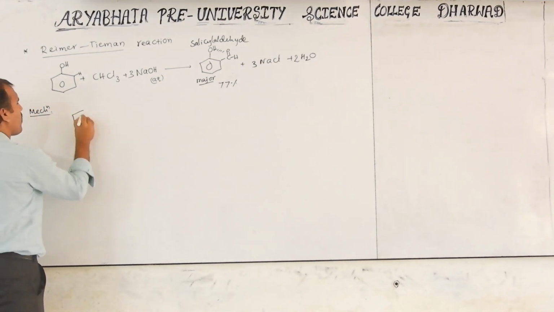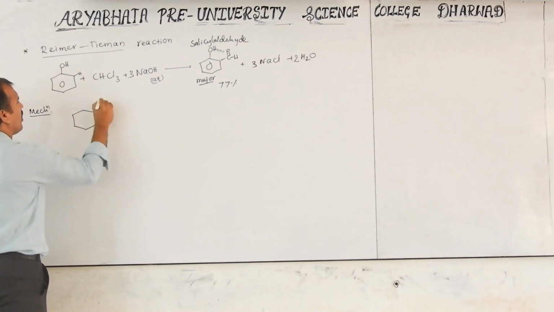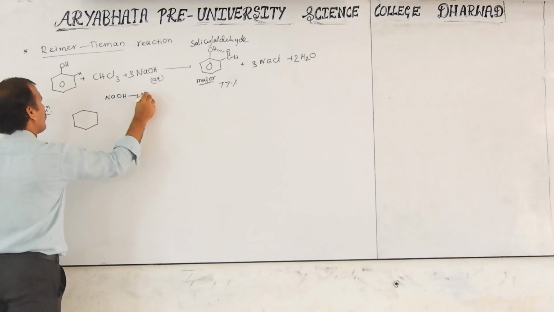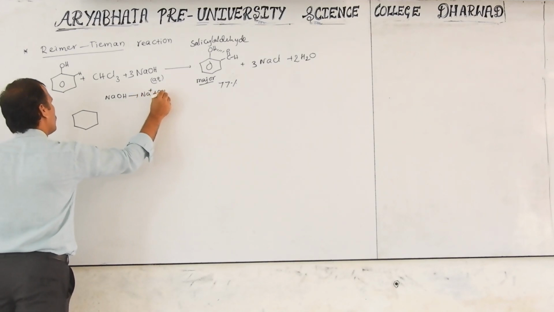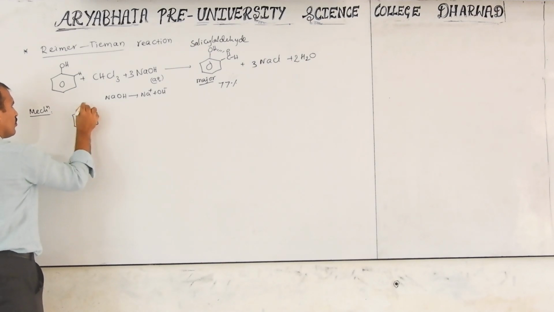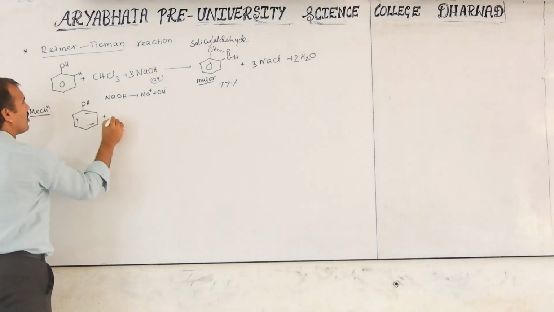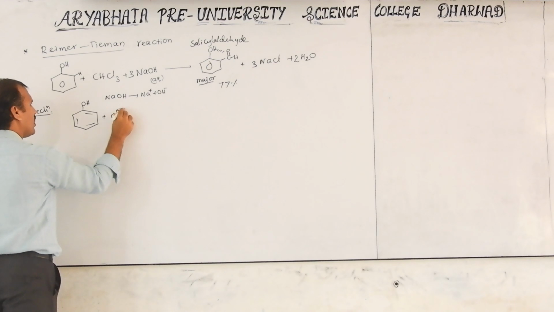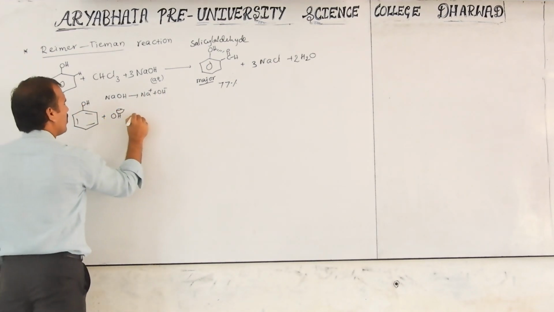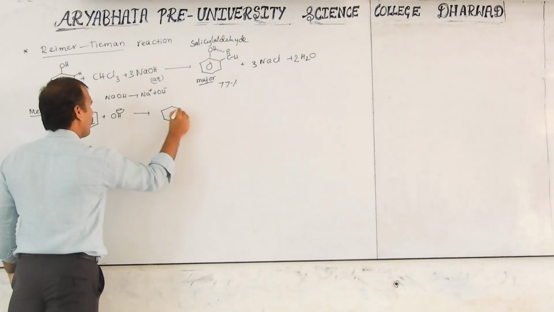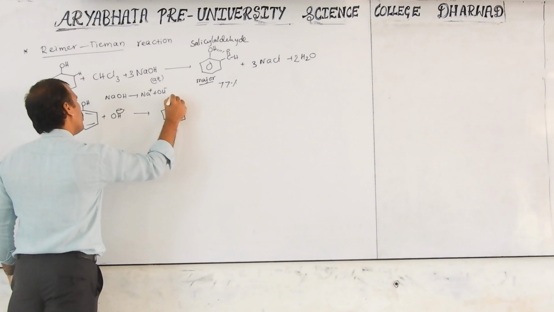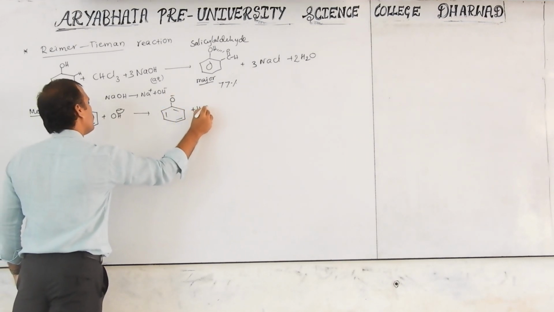So we know NaOH, what is that? It is ionized into Na plus and OH minus. This phenol reacts with this OH minus, this H and OH, giving O minus and H2O.